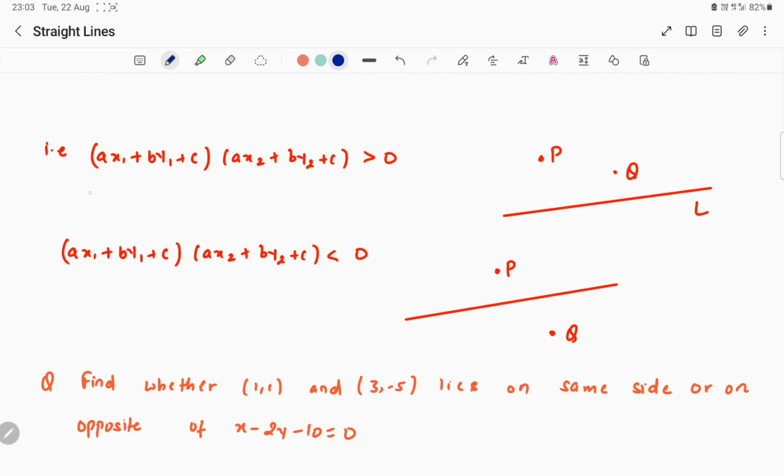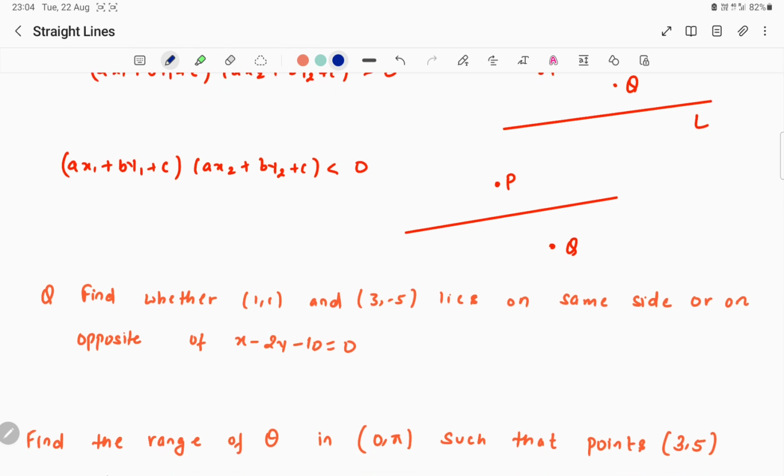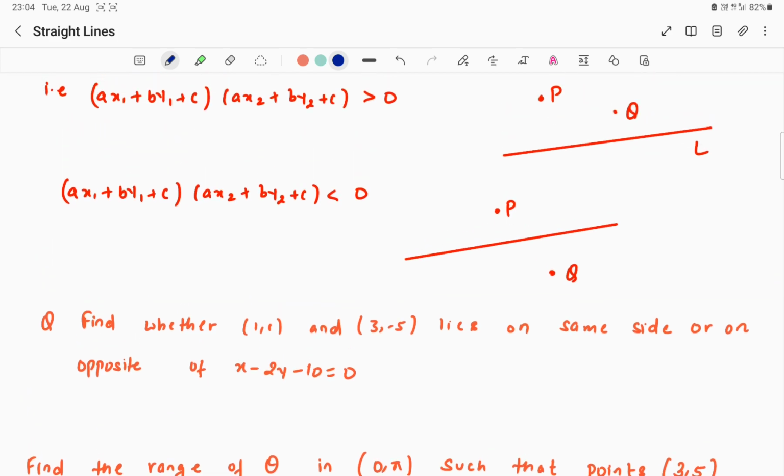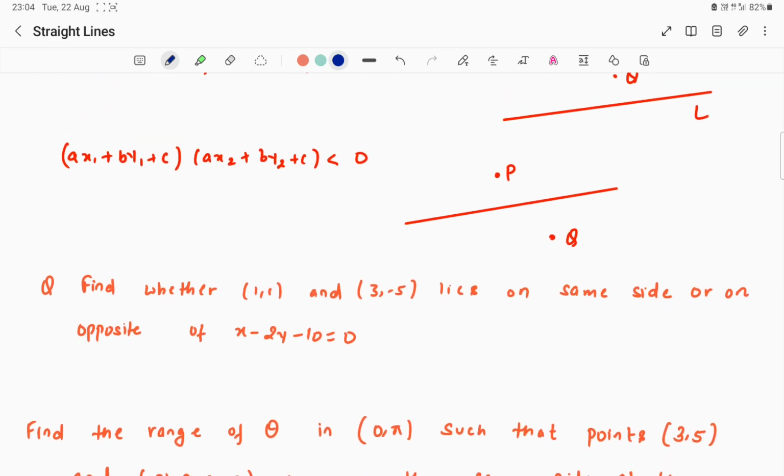So here it is in more detail. If both the points are on the same side, the product will come positive. If both the points are on opposite sides, the product will come negative. How can we prove it? One way is using the distance. Once we go into a bit more detail, where I will be discussing the perpendicular distance of a point from a line, I will discuss why positive or negative comes.